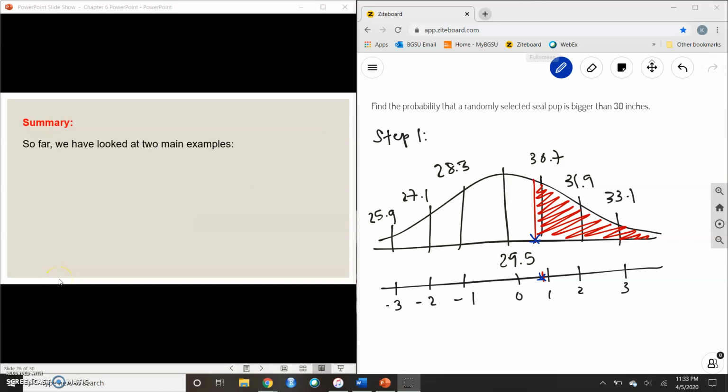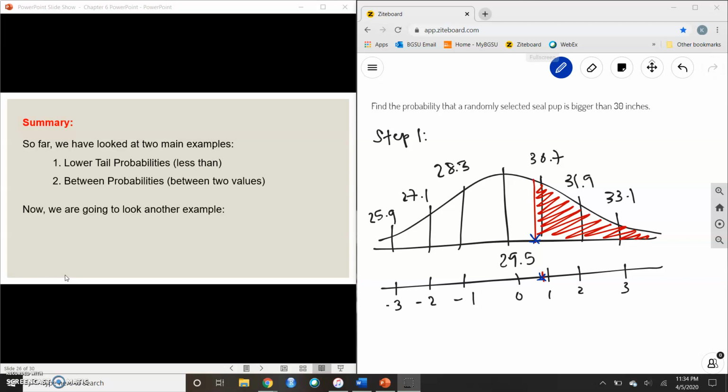So in the last two videos, we looked at two main examples. Number one, we looked at probabilities for the lower tail, so whenever we're shading to the left, or whenever we have a less than problem. The second type of example was between probabilities, so whenever you're looking for the area between two data values, how to find that.